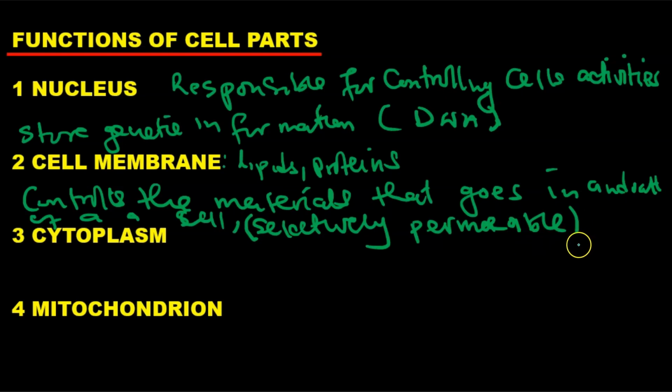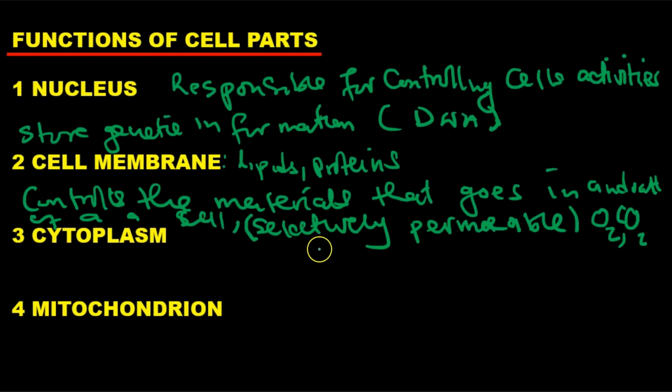So, smaller substances are able to go through, such as oxygen, carbon dioxide. But if you have large substances, large molecules, they are not able to pass through, and hence it is selectively permeable. So those that are small in size, they go in easily and of course come out easily. But those that are large in size, they are not allowed to go in.